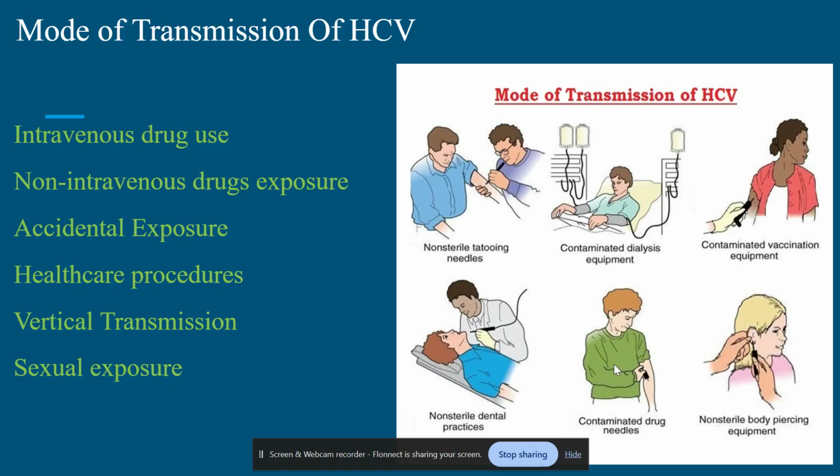The others include accidental exposures, like needle stick injury, and healthcare procedures. Here we can see contaminated dialysis equipment, contaminated vaccination equipment, non-sterile body piercing equipment, or non-sterile dental practices, and so on. Some transmission could also occur by vertical transmission, from mother to child, but it's just 3 to 10%. It is also very low, but it could be transferred through sexual exposure.